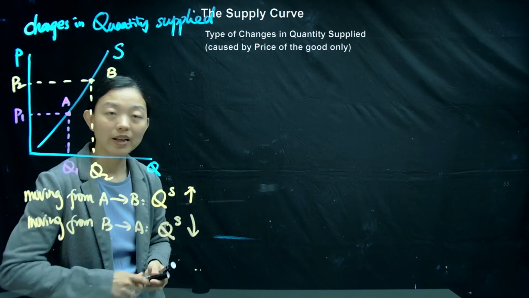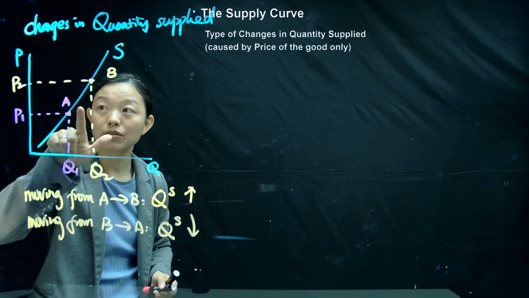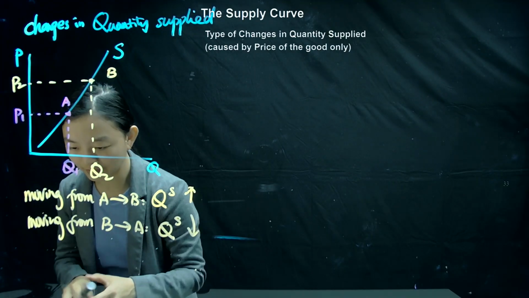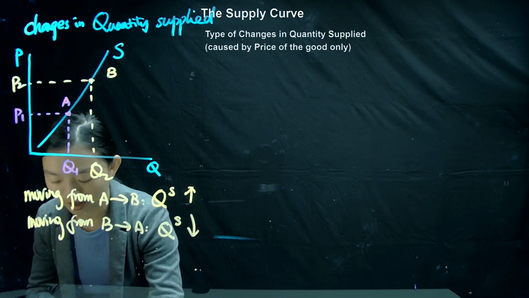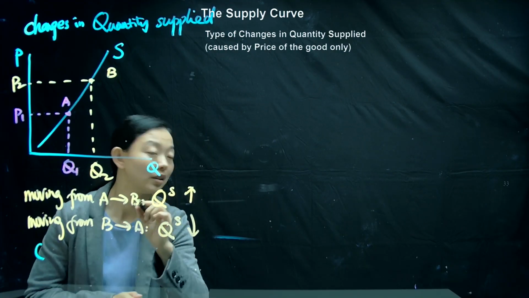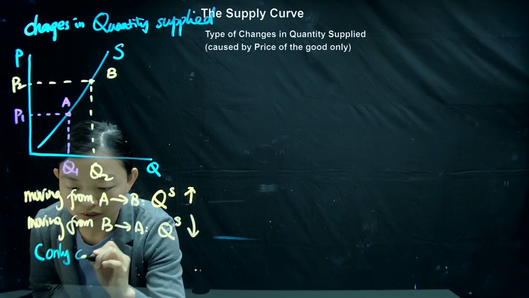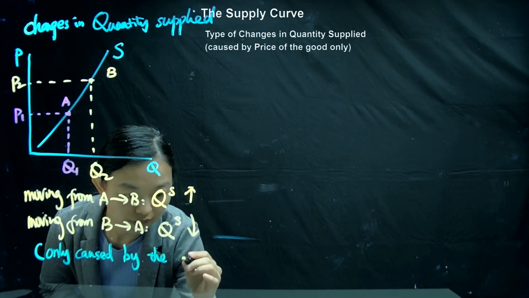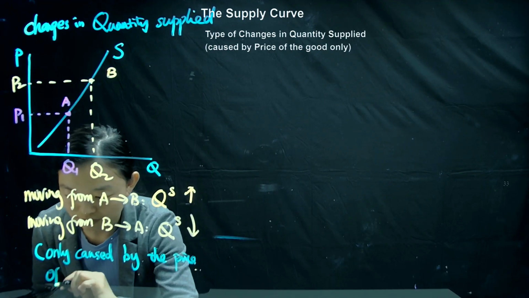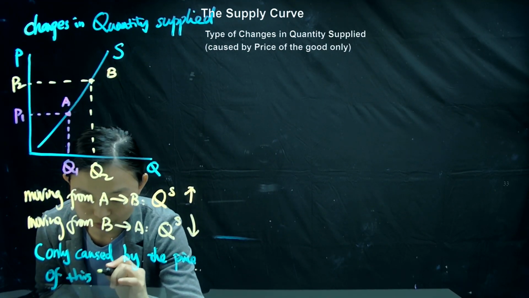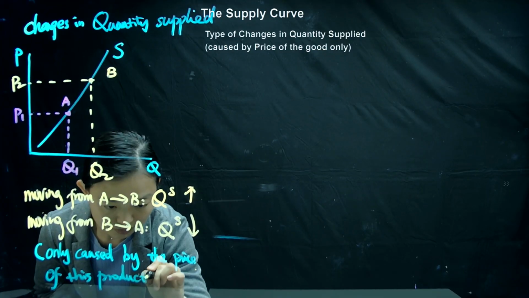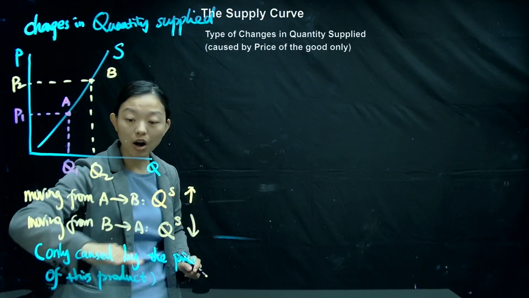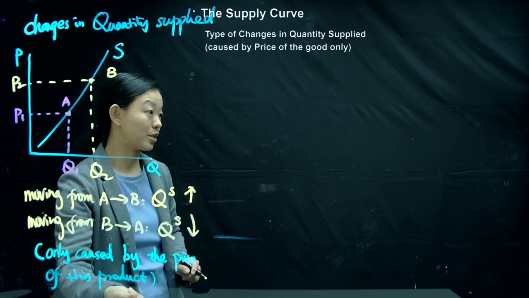So you can see that moving from A to B or from B to A is because of the price of the product changing. This is only caused by the price of this product. This is what we say: the change in quantity supplied is only caused by the price of this product.